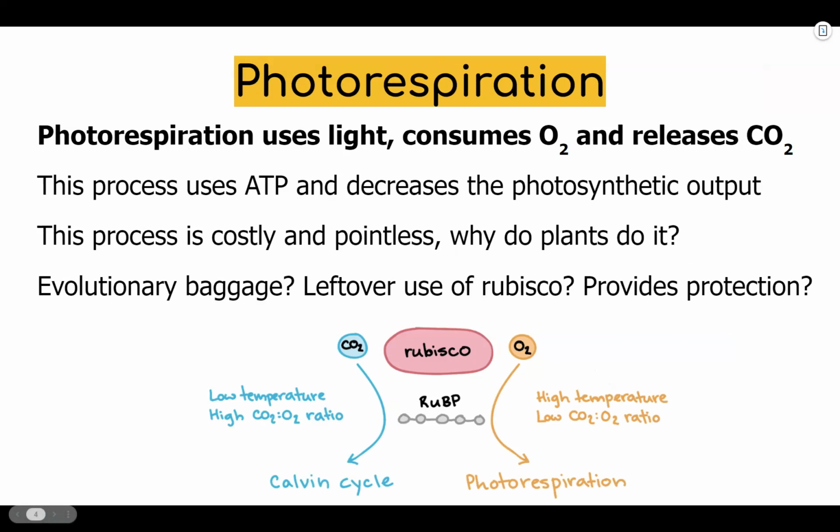All right, so what is photorespiration? Why is it wasteful? Photorespiration uses light, consumes oxygen, and releases CO2 in order to build that CO2 concentration back up. This process uses ATP and decreases the photosynthetic output. It decreases how much sugar is made through photosynthesis. This process is costly, and we do not understand the point of it.